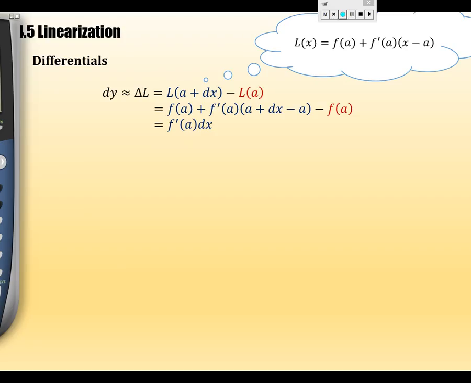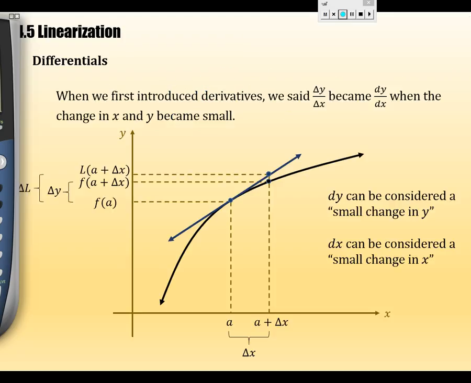Let me just make sure this makes sense to me. Delta L is the change in L, right? And that was L of a plus dx, that's this value over here, minus L of a. Isn't that the two things that were on the side? Isn't that the delta L? Go back to the previous slide for a second. I'm asking, what is delta L? Isn't that the change in L over this interval?